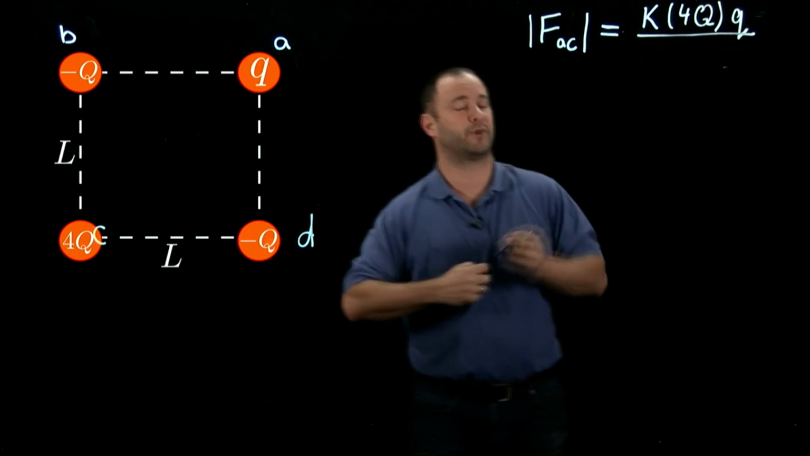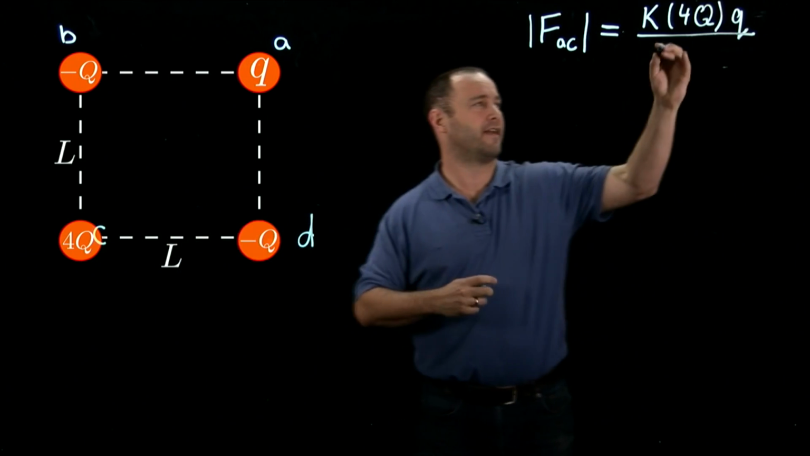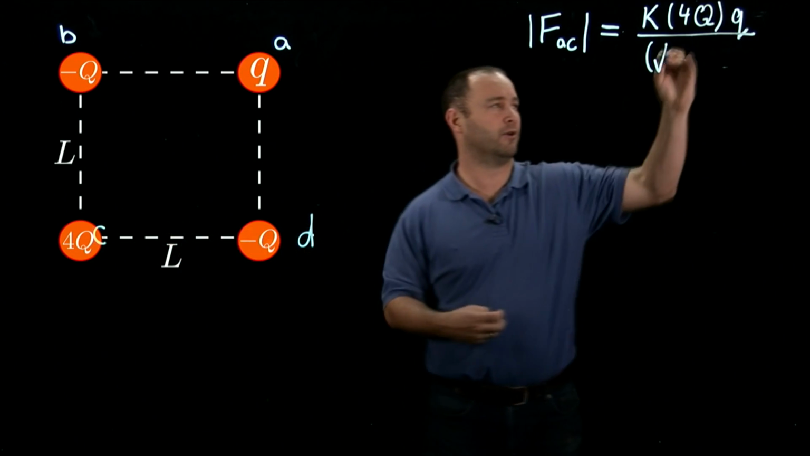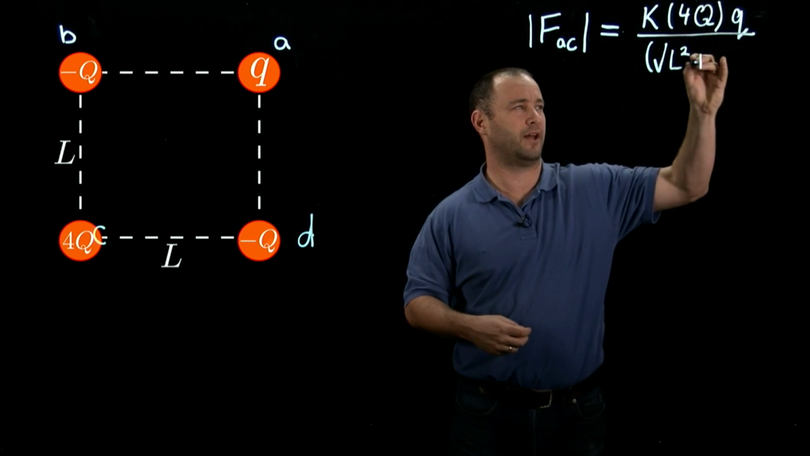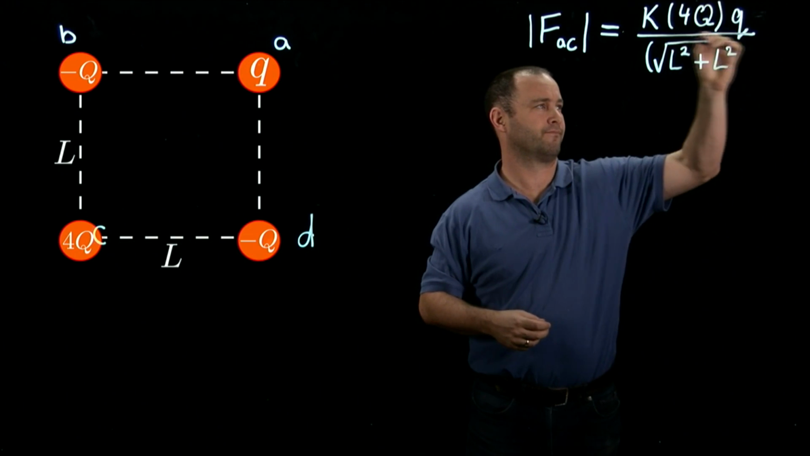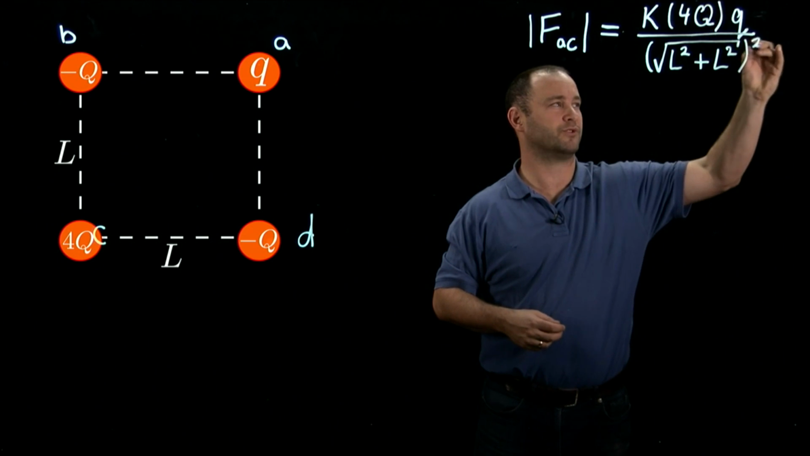Okay, so the distance between this charge and this charge is the square root of L squared plus L squared, and that's all squared.